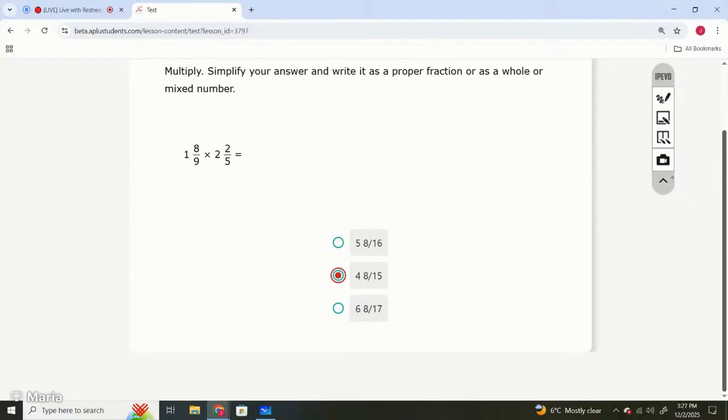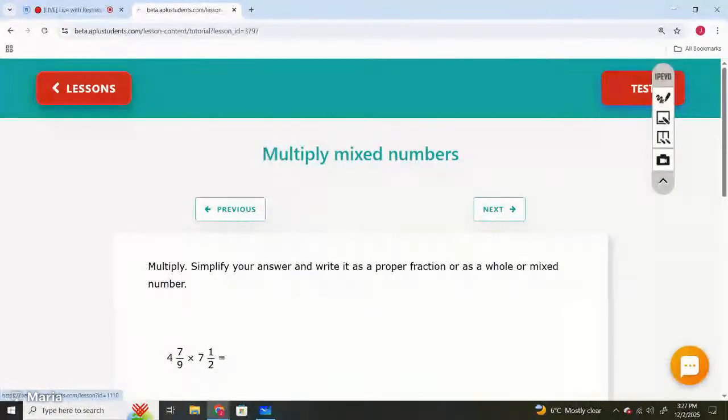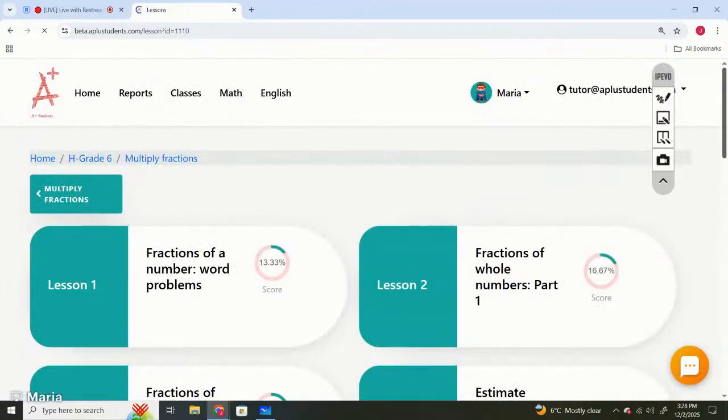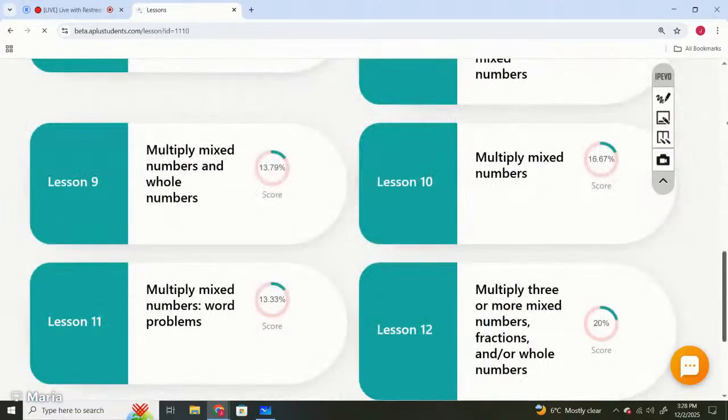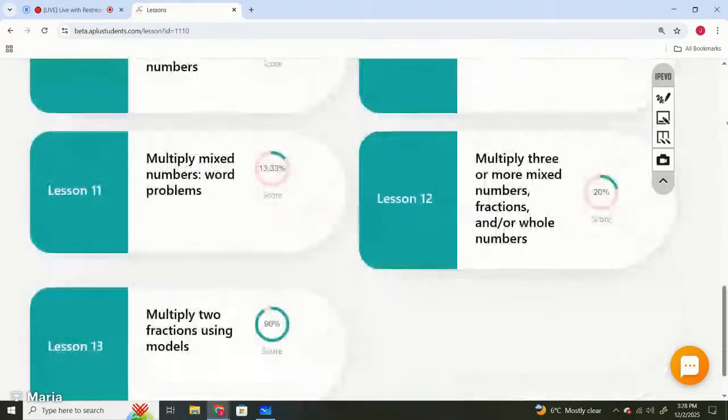Okay, you can complete the lesson by yourself later today. Let me just move on to the next lesson. The next lesson is multiply mixed word problems. You can do the word problems on your own, right? I'm going to start with multiply 3 or more mixed fractions or whole numbers.